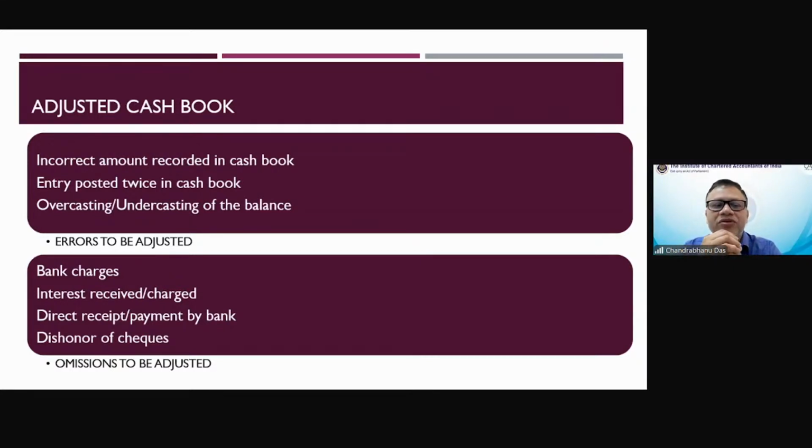That's why, sometimes, the questions ask you to prepare the adjusted cash book, then ask you to prepare the BRS, the bank reconciliation statement. Why do they say prepare the adjusted cash book? Because first you have to adjust the cash book for all these errors and omissions. Once the cash book is adjusted, then you reconcile with the timing differences. So I hope it is clear here. We'll go by one problem.